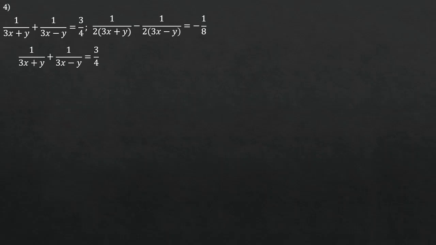Here you can write the first equation as 1 upon 3x plus y plus 1 upon 3x minus y. That is already there, so there is no need to modify it. But if you check the right hand side, it is 3 upon 4. So it is better for us to remove that dividing 4. So what we do, we multiply throughout by 4. So we get 4 upon 3x plus y plus 4 upon 3x minus y is equal to 3. If you don't remove that 4 now, then you have to remove it later, no problem, your choice.